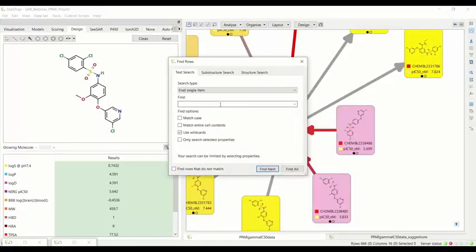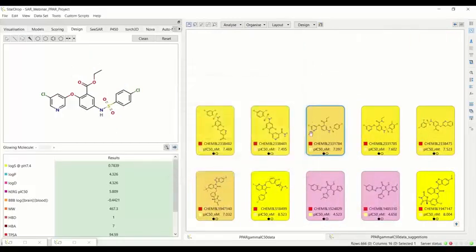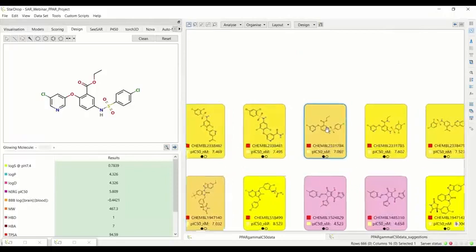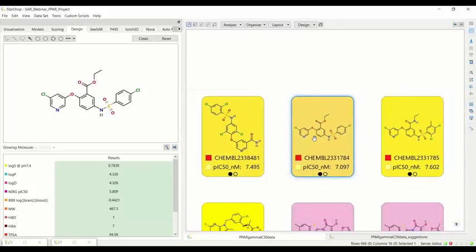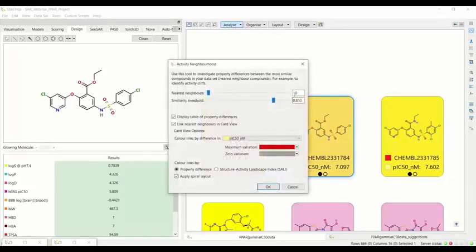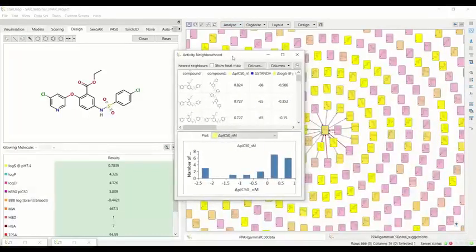If I just take a slightly different compound and look for that, you'll notice that this particular card and this compound looks remarkably like the other one, and yet it's not in that neighborhood, essentially because there are more than one change happening on this structure. And to accommodate those, we have activity landscapes to do the whole data set, or neighborhoods just to look around a single compound.